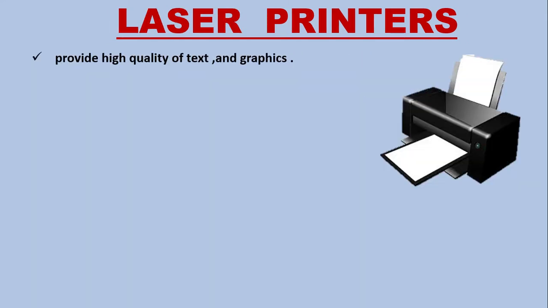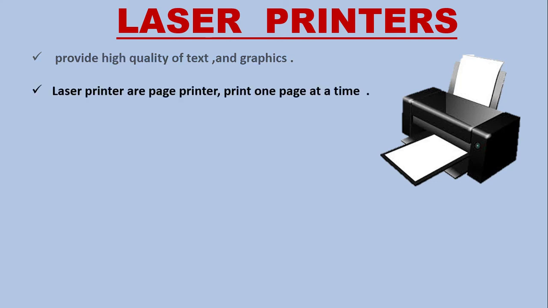Laser printers are also page printers. They print one page at a time. They provide high quality text and graphics. They work similar to a photocopier machine. The speed of these printers is 5 to 24 pages of text per minute.